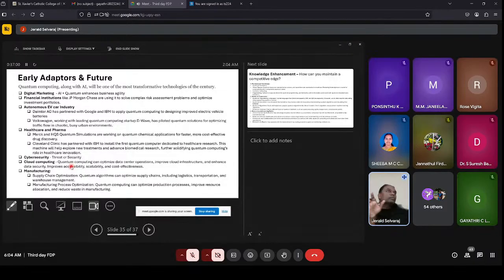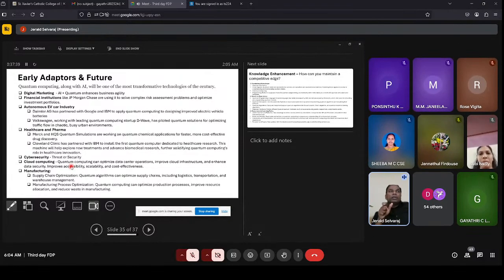We talked enough about that, so I'm just leaving it. The next one is the financial institution. All of you know that JP Morgan Chase is one of the very famous financial institutions, where they're using quantum computing to solve financial risk assessment problems and optimize investment portfolios. This is particularly happening in investment advisory technology related areas. The next one, as I highlighted earlier, is Tesla, and there are so many EV cars currently available, where quantum computing is growing into the EV car related area.